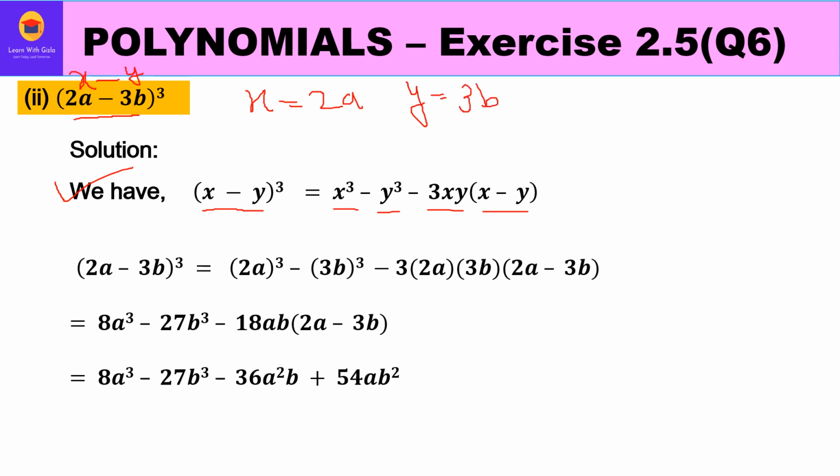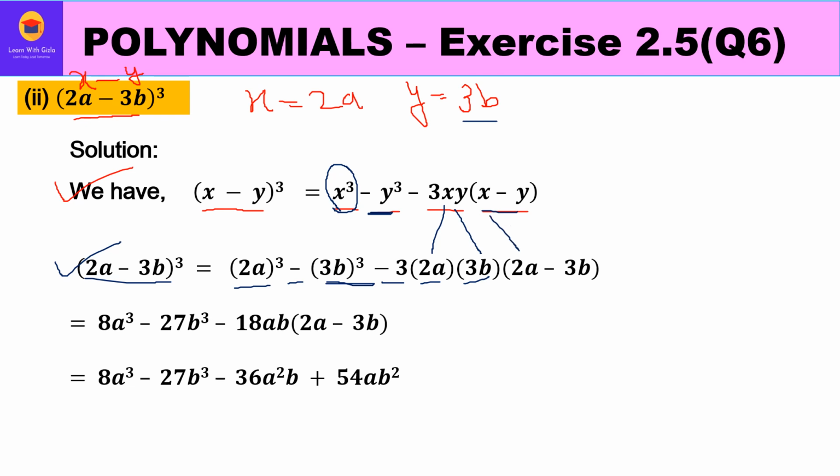So accordingly, you will put the values in the given identity. So (2a minus 3b) whole cube, if we start expanding, the first term says x cube. So 2a cube, then minus sign. Then they are saying y cube. So y is what? 3b. So 3b whole cube, then minus 3, minus 3 as it is, x into y. x is 2a, y is 3b, right? Now bracket x minus y.